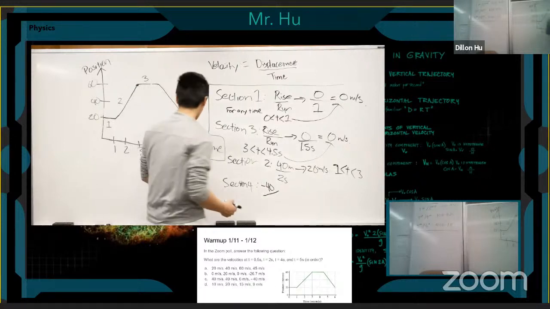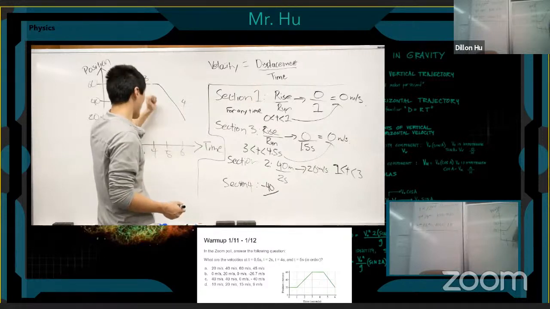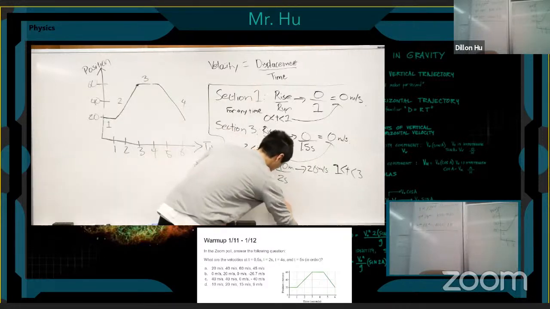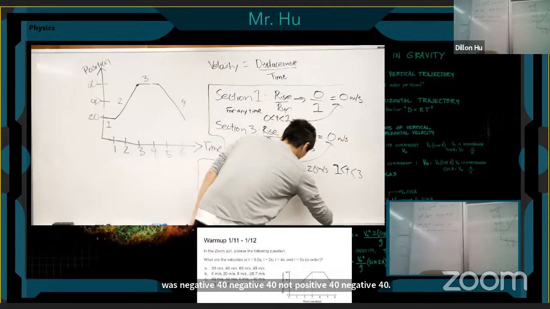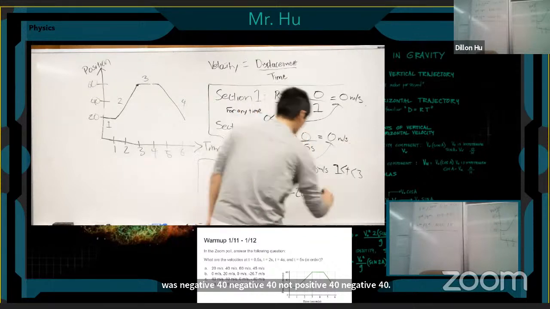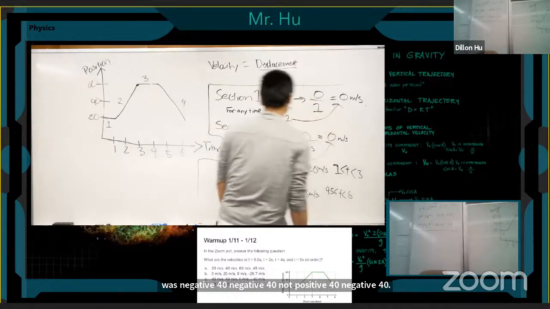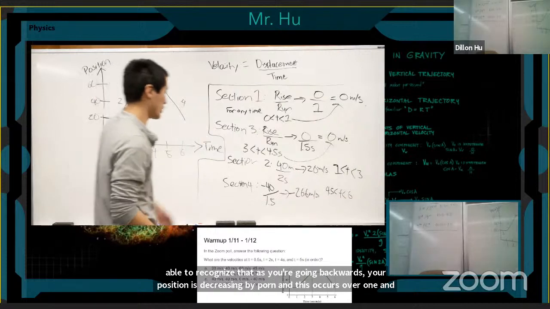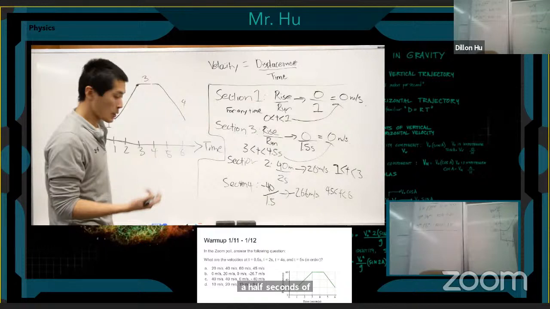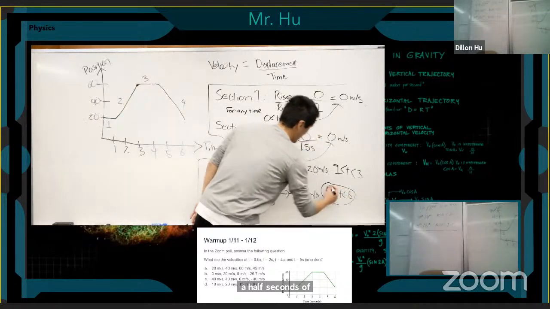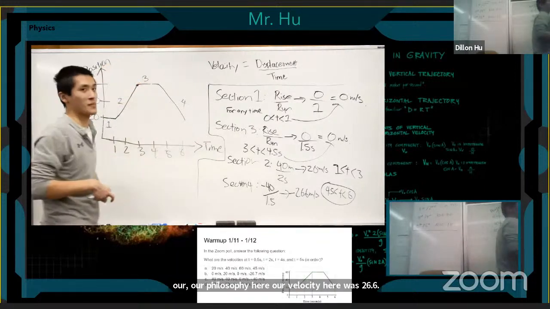And this occurs over 1.5 seconds because we started going backwards at 4.5 and we ended at 6 seconds. So this took 1.5 seconds, which means that our average velocity here was negative 26.6 meters per second. This could occur for any time between 4.5 and 6 seconds. I think I asked for your velocity at 5 seconds, but any velocity between 4.5 and 6 seconds is just going to be 26.6 because once again, your slope here is the same, and if your slope is the same, it means your velocity is the same.